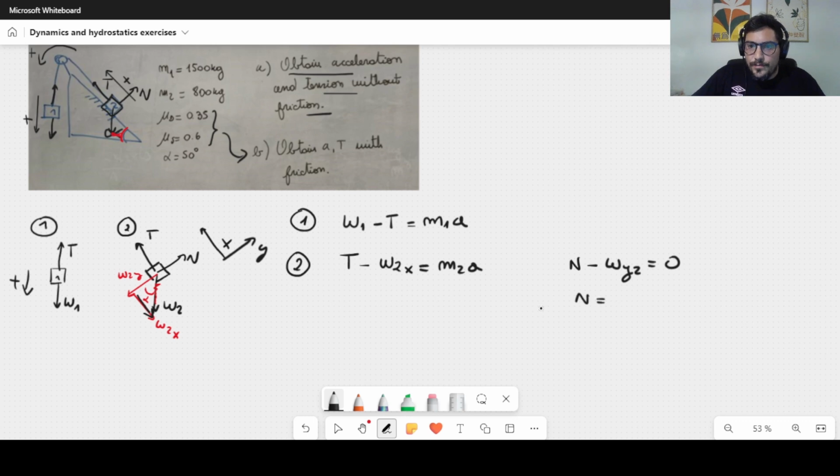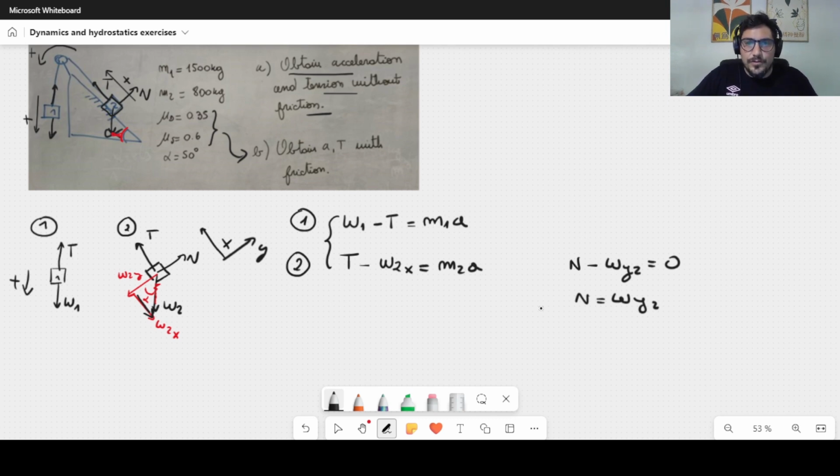So the normal is equal to weight 2 in y. In a minute we obtain the values of weight 1, weight 2, weight 2 in x and weight 2 in y. Here we have a system of two equations. One possibility to find the acceleration and the tension is to add the equations, obtain the acceleration in the first step, and then replace the acceleration in one of the equations to obtain the tension.